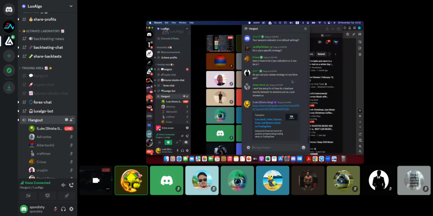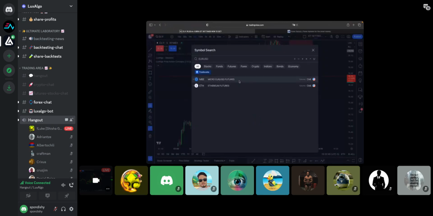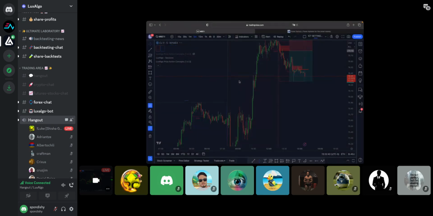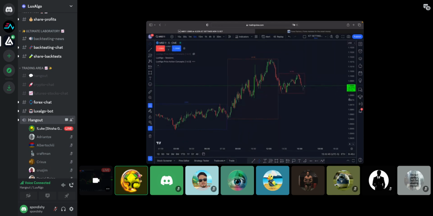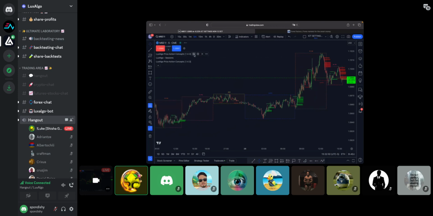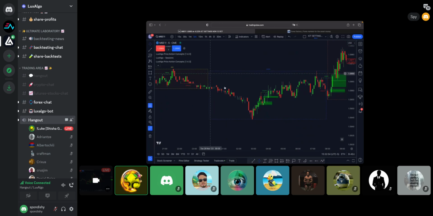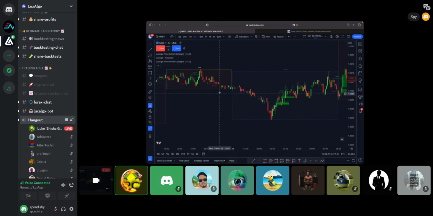Do you use your sweep strategy on any Forex pair? Yeah, this works on Forex as well, guys. If you guys tell me any, let's go on EURUSD. Wow, this looks disgusting. Oh, I think I'm on the futures, that's why. But anyway, we sweep previous session low. We wait for step 2, CHoCH. We got CHoCH right there. Step 3, FVG. We got an FVG right there.